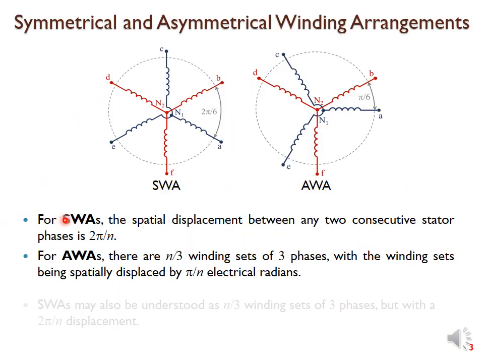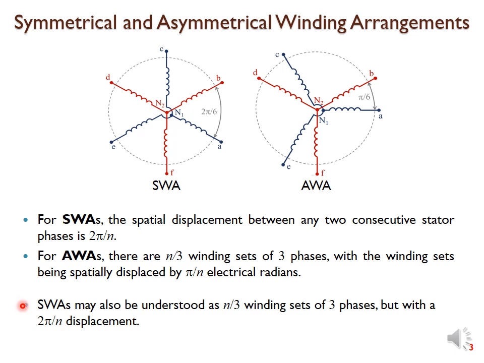For symmetrical windings, the spatial displacement between any two consecutive phases is 2 pi over n, for example 2 pi over 6 for 6 phases. For asymmetrical windings, there are several winding sets of 3 phases each, which are spatially displaced by pi over n electrical radians, like in this figure for 6 phases. Nevertheless, machines with symmetrical windings and a phase number that is multiple of 3 can also be understood as several winding sets of 3 phases, but with a displacement of 2 pi over n instead of pi over n.